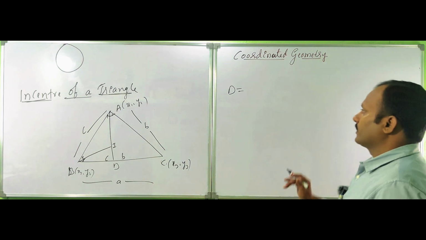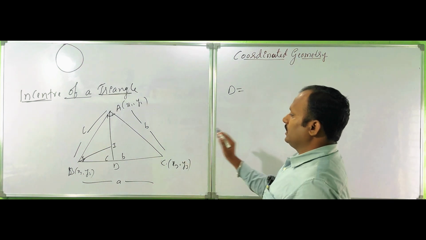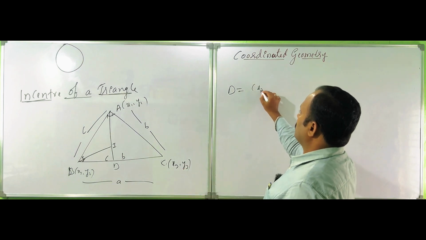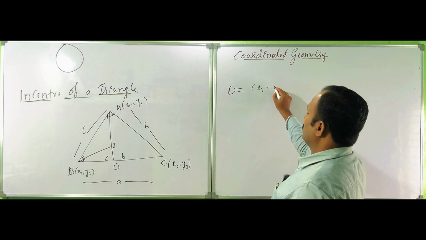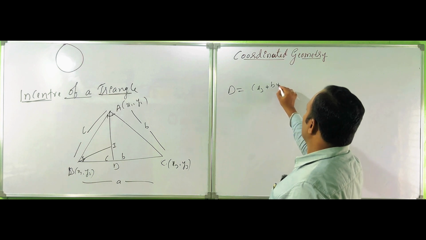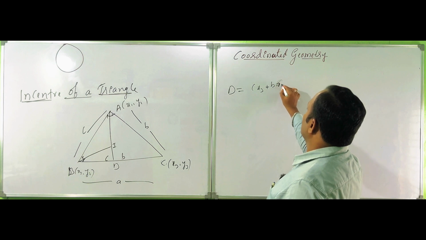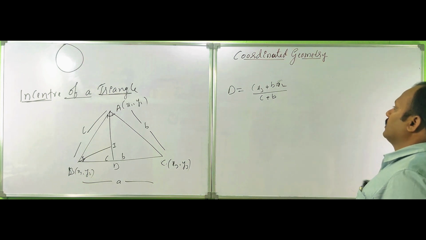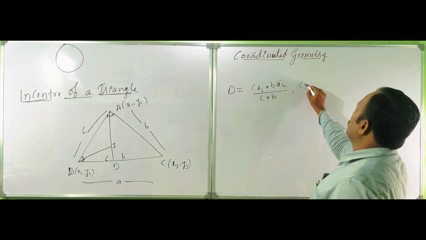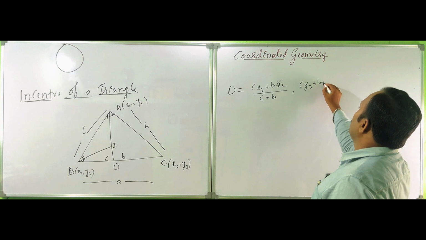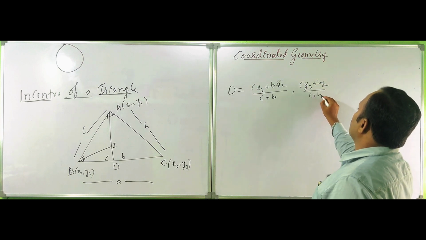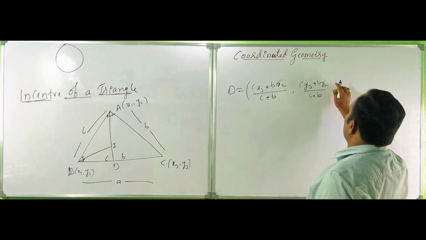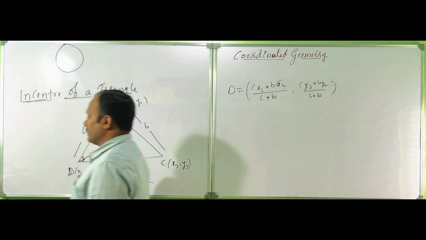Section formula for the point D: (c x3 + b x2) divided by (c + b), and (c y3 + b y2) divided by (c + b). Okay, this is the section formula, which you know already.